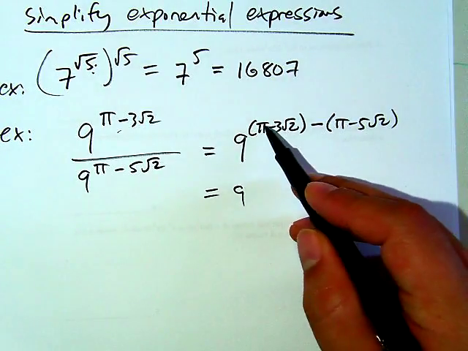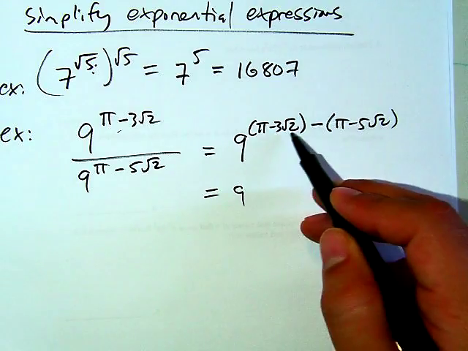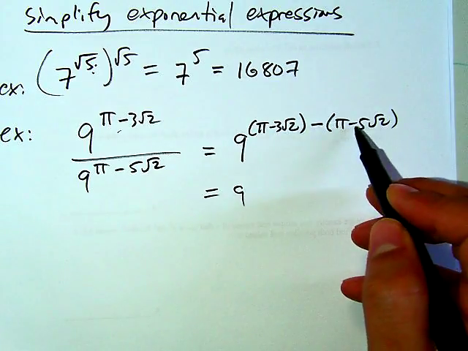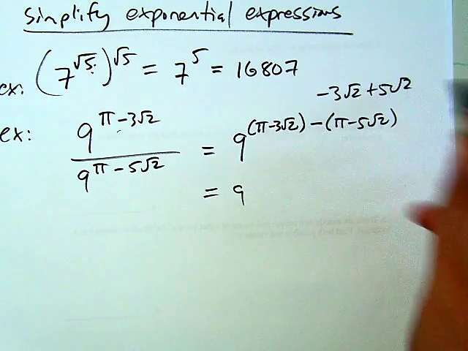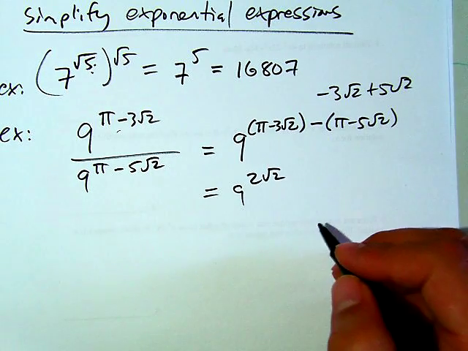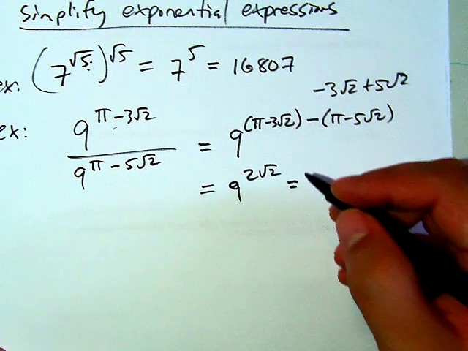If you see here, the pi minus pi will cancel. Negative 3 root 2 minus negative 5 root 2 is the same as negative 3 root 2 plus 5 root 2, which you can combine to get 2 root 2. Okay, so I would accept this answer on a quiz or a test.